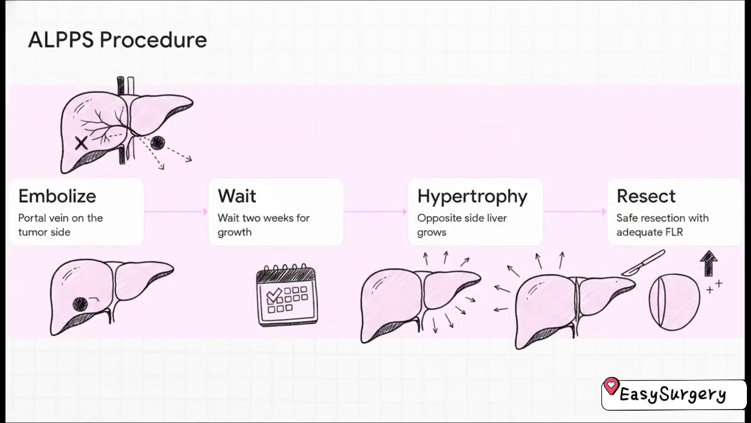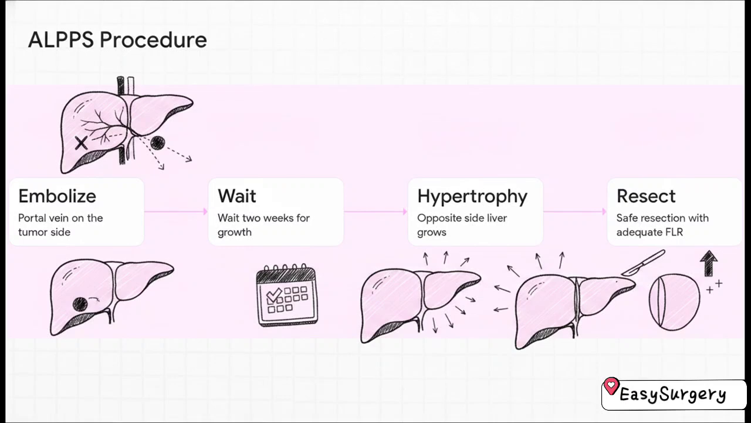But what happens if they don't meet those Milan criteria and their FLR is simply too low for a resection? This is where it gets incredibly cool. Surgeons use this brilliant biological hack called the ALPPS procedure, or the Nimmer technique. Basically, they intentionally embolize the portal vein that supplies the side of the liver with the tumor.